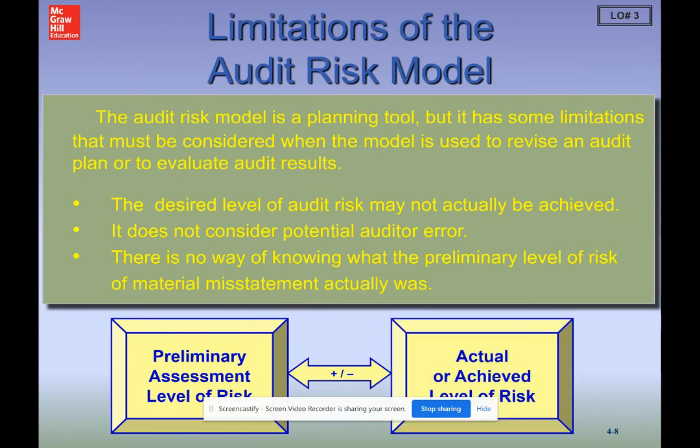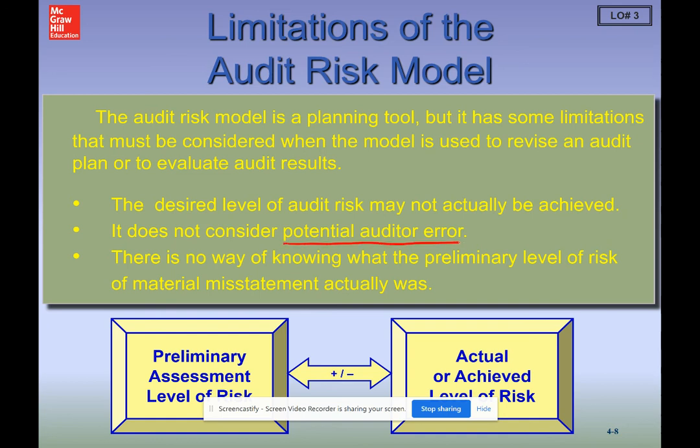Now, this is a planning tool. This audit risk model is a planning tool, but it has limitations. So we got to think about these. First of all, we have a desired or a planned level of audit risk, but that doesn't mean that we're actually going to achieve that audit risk. We do have times where we'll have to do additional work in order to make sure that our audit risk gets to that planned level.